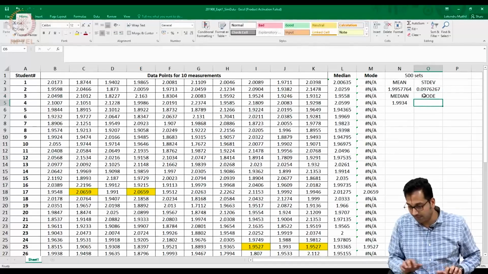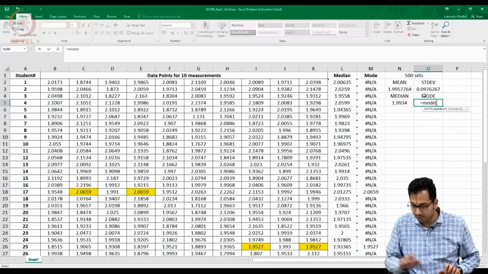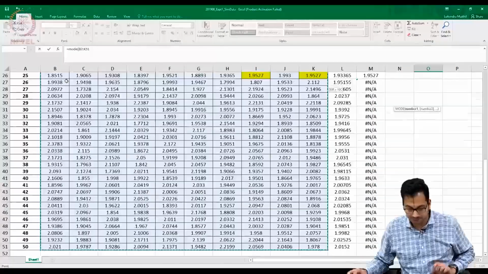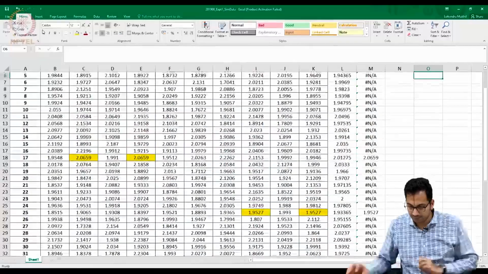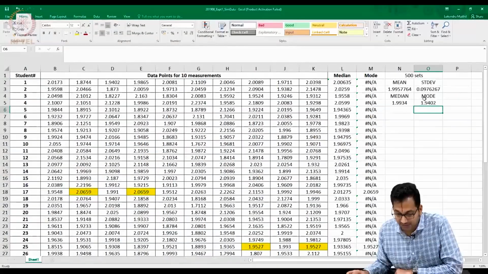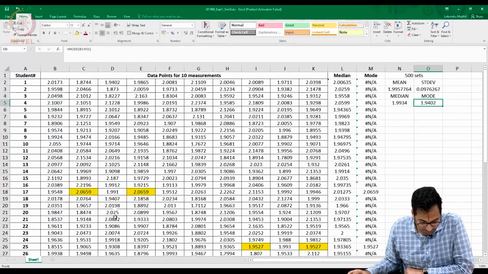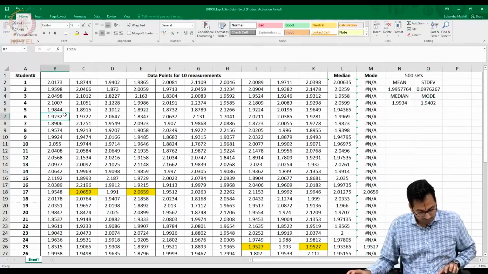Once again, this indicates that you have a good normal distribution about the mean. And then let's determine the mode. So that's going to be equal to, this is going to be a very interesting analysis. The mode comes as 1.9402. So let's see how many times we are able to spot at least a few cases of such occurrences of 1. So you can search.